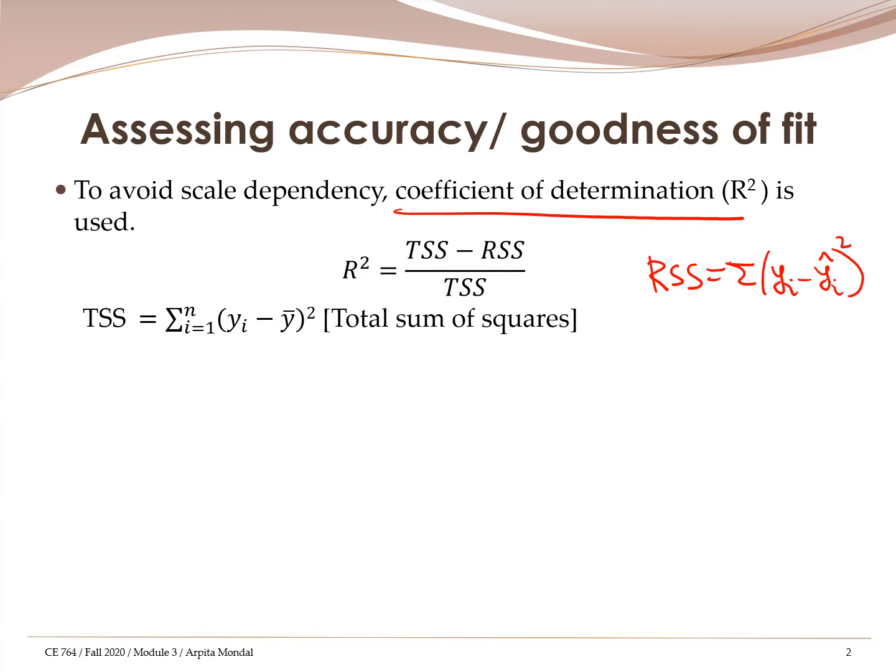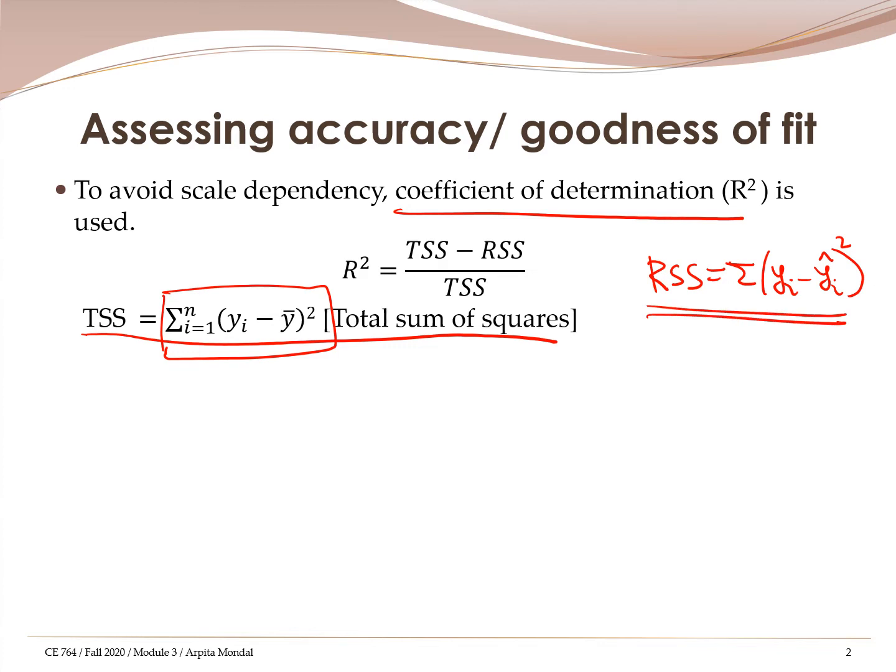Let us look carefully at why that is the case. TSS is essentially the total sum of squares, which represents the total variability in y. This is nothing but the numerator of the expression for the variance of y, right? Variance of y would be summation of yi minus y bar square divided by n minus 1, right? So that would be the variance. I'm using just the numerator of the variance. So TSS represents the total variability in y.